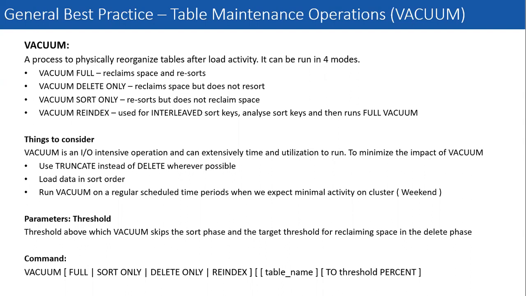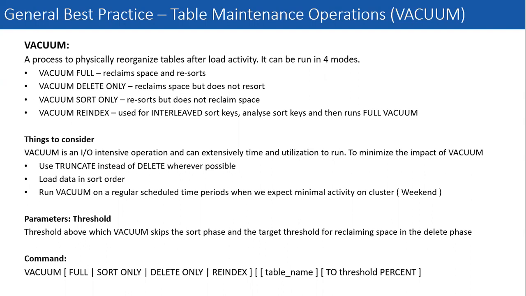So we can reduce the impact of the vacuum by the following things. One, we can use truncate instead of delete. Another, you can insert the data in a sorted order itself, and hence the vacuum will have less impact on the table. And also the vacuum can be scheduled on your idle time of your cluster. Let's just say on the weekend, your cluster utilization is very less, then you can perform your vacuum.